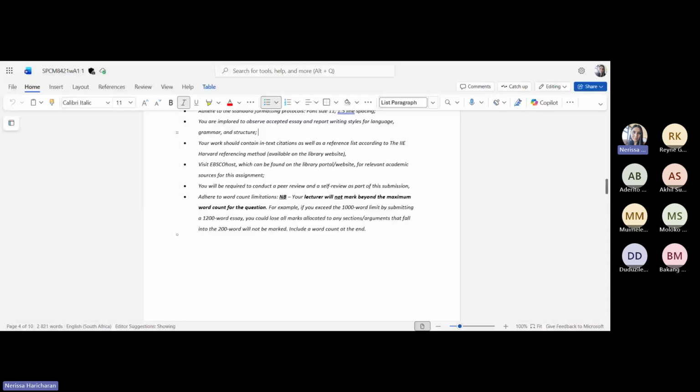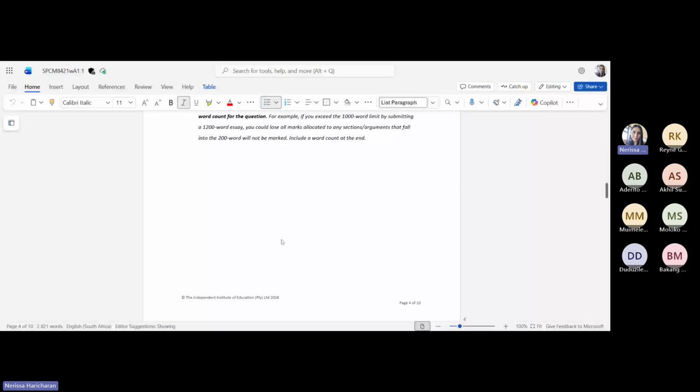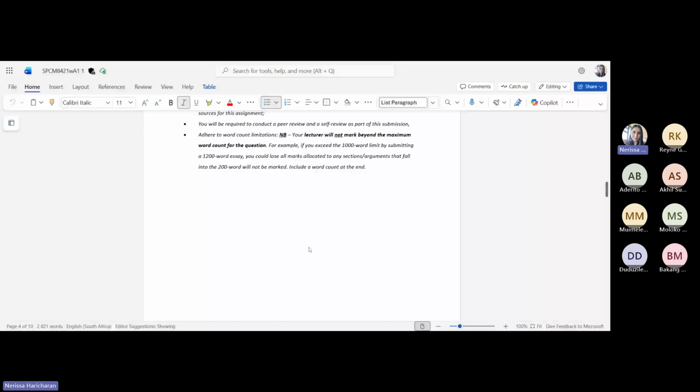Then we've got here, adhere to the word count limitations. The lecturer will not mark beyond the maximum word count. If you exceed the 1,000 word limit, you could lose all your marks for that reason. Bear in mind, I'm not as strict as that. If you do go over by a little, I'm quite fine.